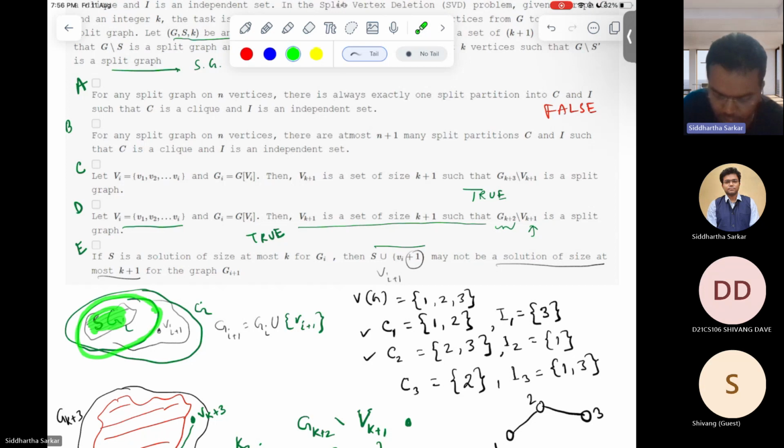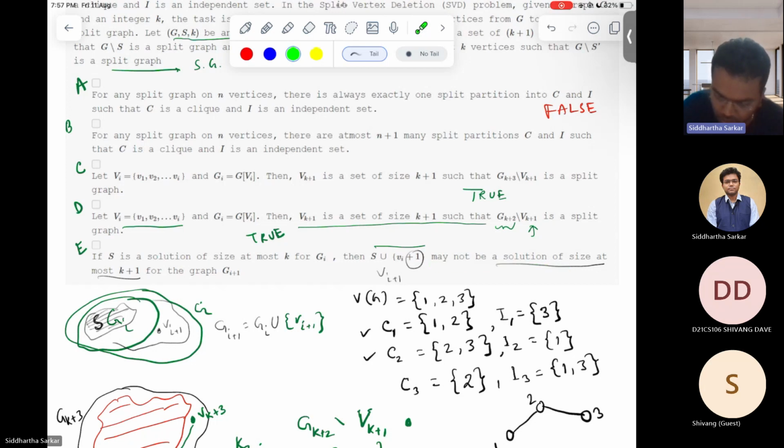But since S is a solution for G_i, removal of S from G_i makes the remaining graph a split graph. Then how can it be possible that the removal of S along with v_{i+1} won't make the graph G_{i+1} a split graph? That is not possible, right? Because S itself is killing all the obstructions in G_i. Now, if you add v_{i+1}, maybe some more obstructions are added because of the addition of v_{i+1}. But if you already delete v_{i+1} along with this, you are essentially destroying all of them in G_{i+1} also. So it is never possible that the statement is true.